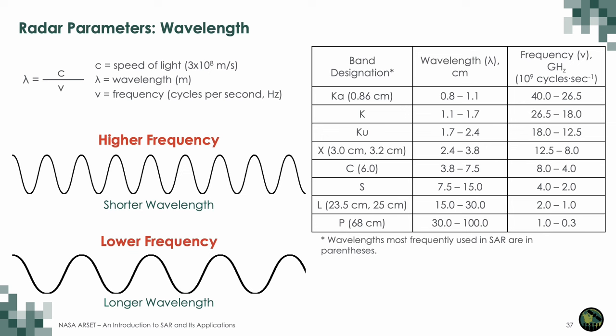PALSAR operates at a specific frequency within the L-band range, in this case 1.2 gigahertz. To convert that to wavelength, we take the speed of light and divide it by 1.2 gigahertz. That will equal 25 centimeters. Note that a C-band sensor has a wavelength of around 6 centimeters, while an L-band sensor has a wavelength of around 24, 25 centimeters, and P-band on the order of 68 centimeters. There is therefore a wide variation in wavelength between bands.